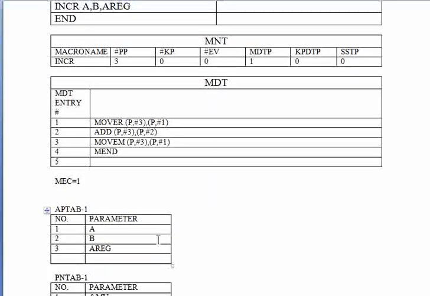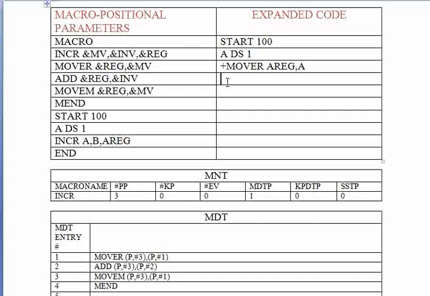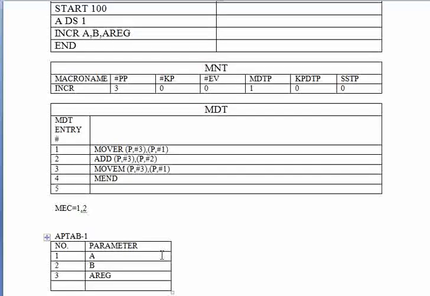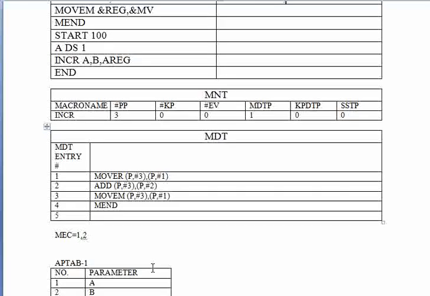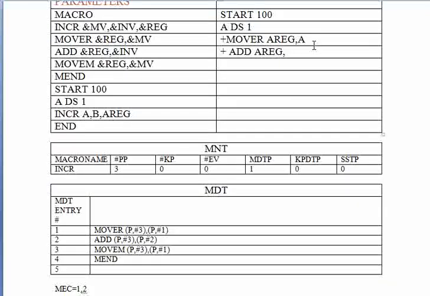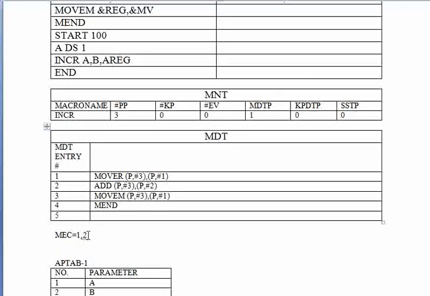Next the MEC value is incremented sequentially, so MEC takes the value 2, and it goes to the next line. It sees it's an ADD statement, so we write ADD followed by P comma #3. In the AP tab the value at position 3 is A register, so we write A register, comma, then we see P comma #2, at position 2 it is B, so we write B. Then MEC is incremented by 1, which is 3.